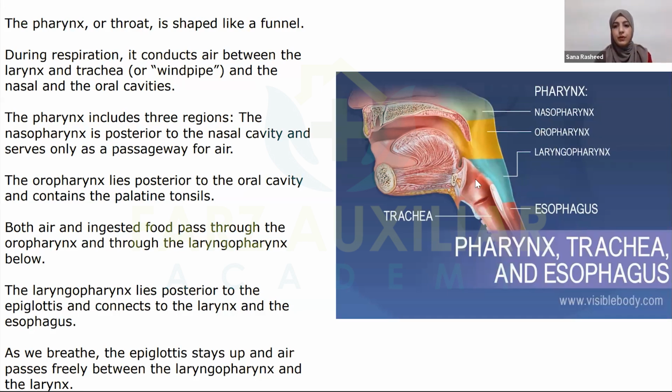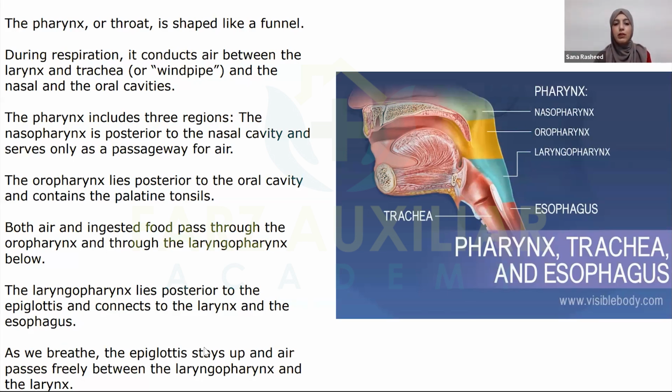This is the part of the pharynx that is posterior to the epiglottis, and it basically connects the esophagus with the larynx. So the nasopharynx is posterior to the nasal cavity and serves only as the passageway for air. The oropharynx lies posterior to the oral cavity and contains the palatine tonsils. Both air and ingested food pass through the oropharynx and then through the laryngopharynx below. The laryngopharynx lies posterior to the epiglottis and connects to the larynx and esophagus.